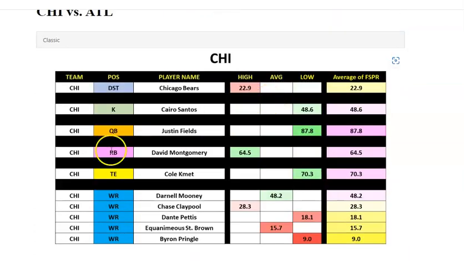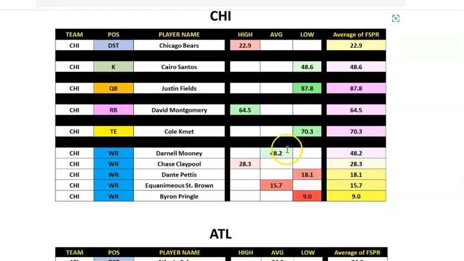But anyway, Chicago, see, I got Fields at 88. That's a QB1 this week. Montgomery, high range of outcome, RB2. Kmet, a TE2, but it's high. But I think he's going to get his. I just don't know if it's a touchdown. Mooney is WR3 type. Maybe Claypool, I don't know. This could be low, but I think he's still learning the route trees and everything.